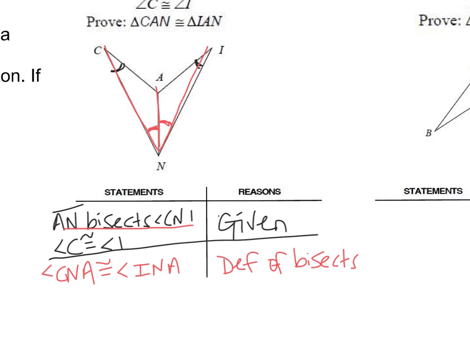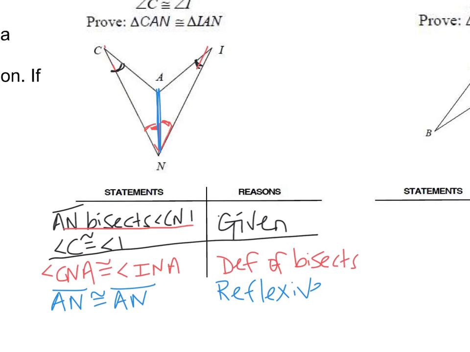Okay? Now, I'm out of information from my givens, so that's when I want to take a look back at my figure. So in my figure, I'm just going to erase a little bit of this. You will see that the figure has a shared side right here in the middle. So I can say that that shared side, AN, is congruent to AN, and that is the reflexive property. Now let's see if that's enough information if I add that little mark right there.